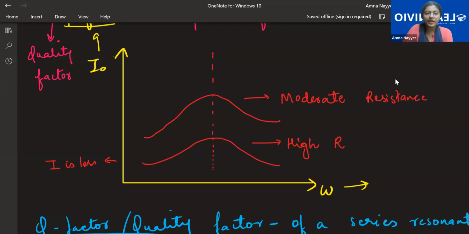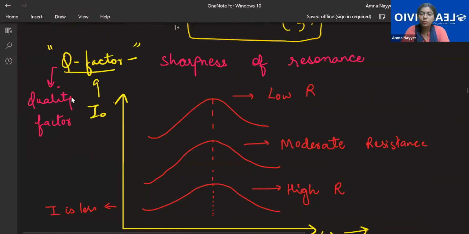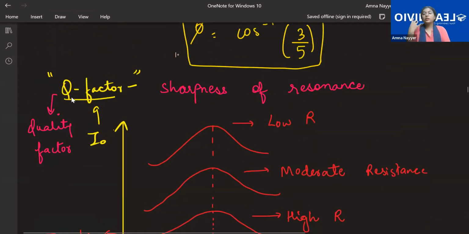Moderate resistance. And if I take a very high value over here, where the current is maximum here, this will be a high value of resistance. So if you want to increase the quality factor, use low resistance. If you want to find the quality factor of your resonance circuit, how sharp it is, what's the quality of your entire resonance circuit, you decrease the resistance, because when you decrease the resistance, your current will increase and the sharpness of the resonance will increase.